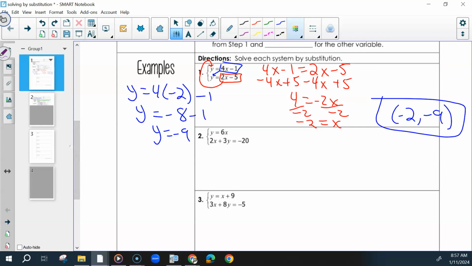For number 2, I have an equation that's solved for y, so I don't need to solve for it. So I'm going to take this expression, and I'm going to substitute it into the other one where y is, and then rewrite that second one. So it would look like 2x plus 3 times 6x equals negative 20.